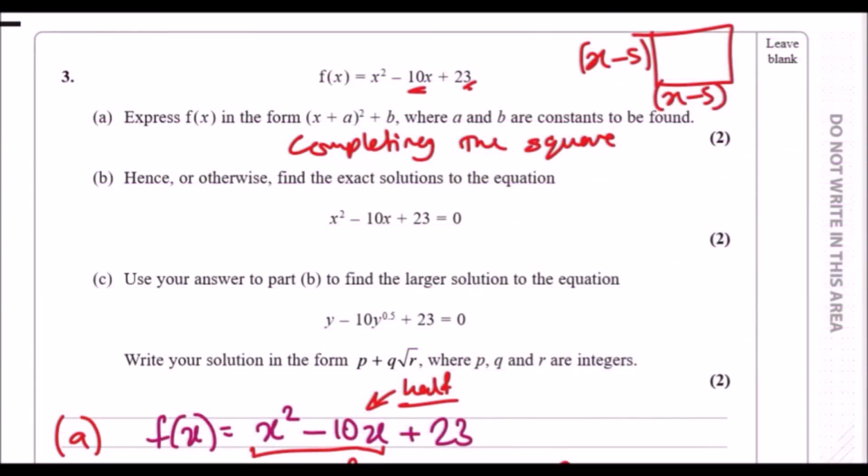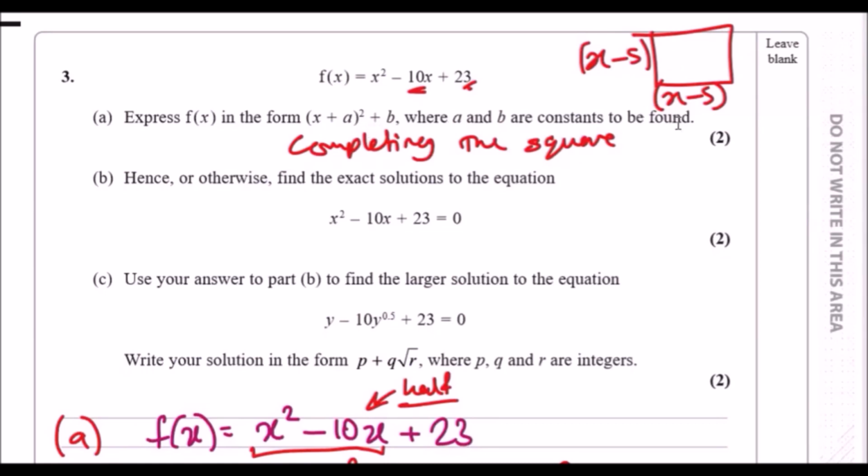So let's do this. We're given a function which is a typical quadratic expression, and we need to express this quadratic expression in this typical form: x plus a all squared plus b. If you haven't seen this before, this is known as completing the square.